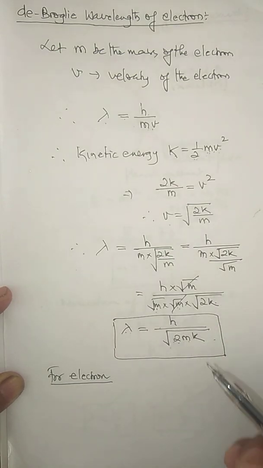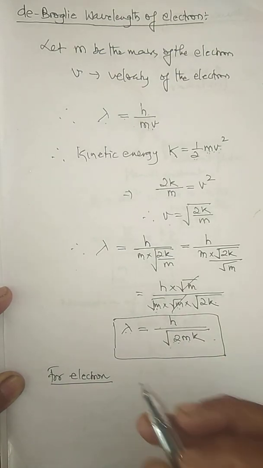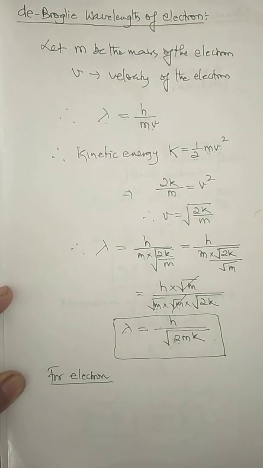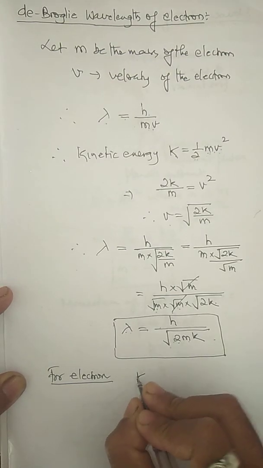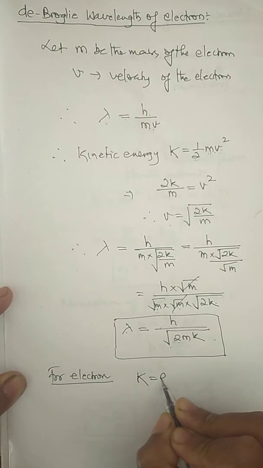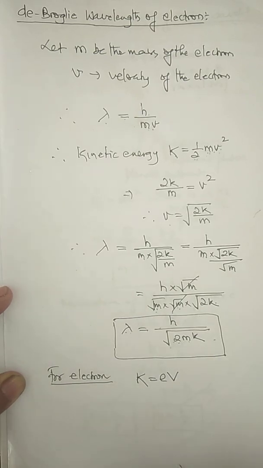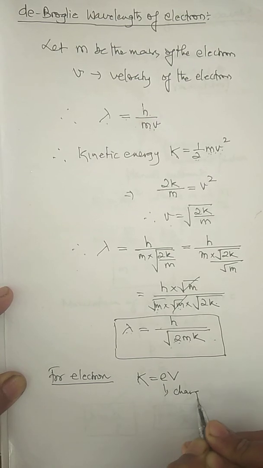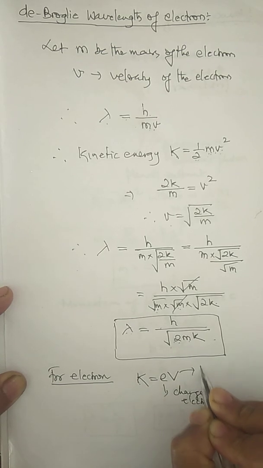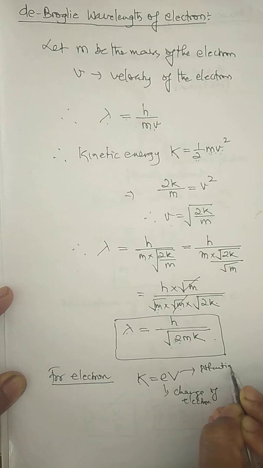Kinetic energy. Because children, you have learned that the kinetic energy can also be expressed in terms of what? Potential. So for the electron, having certain charge, this electron can also acquire kinetic energy, and this kinetic energy can also be written as K equals to E into V. So look at the expression, K equals E into V, where E is the charge of what? Electron. And V is the potential difference that is applied across the ends.